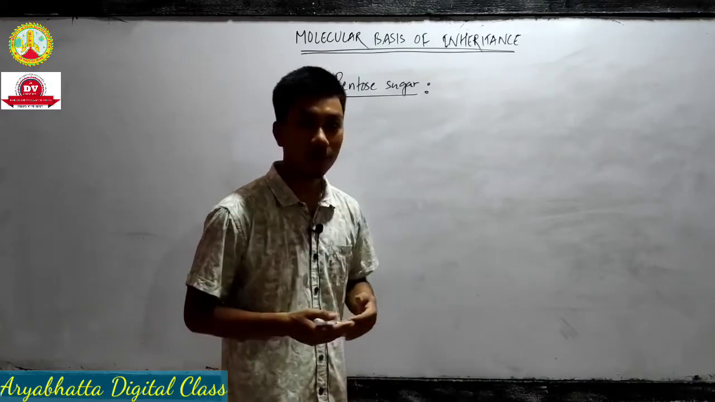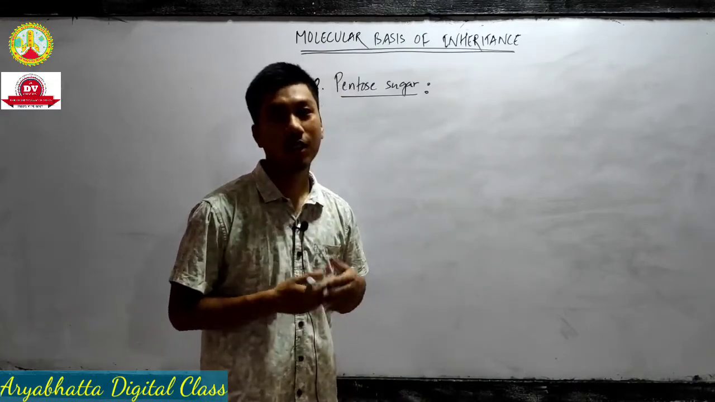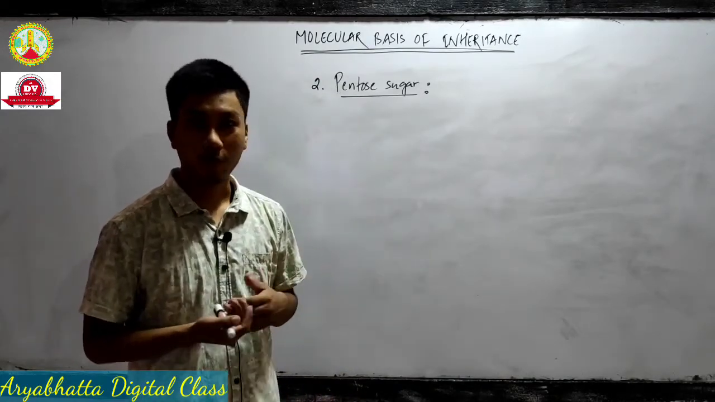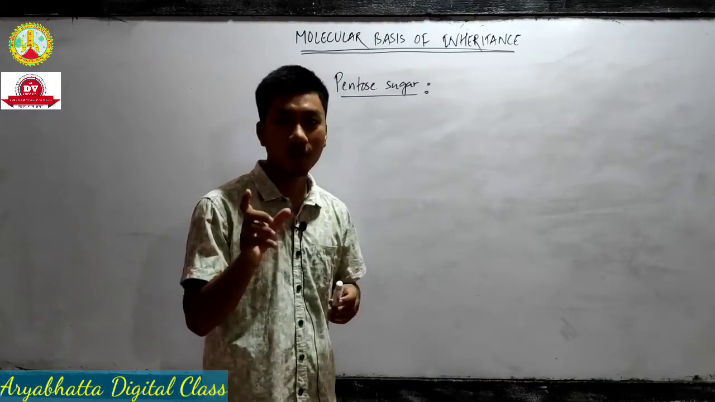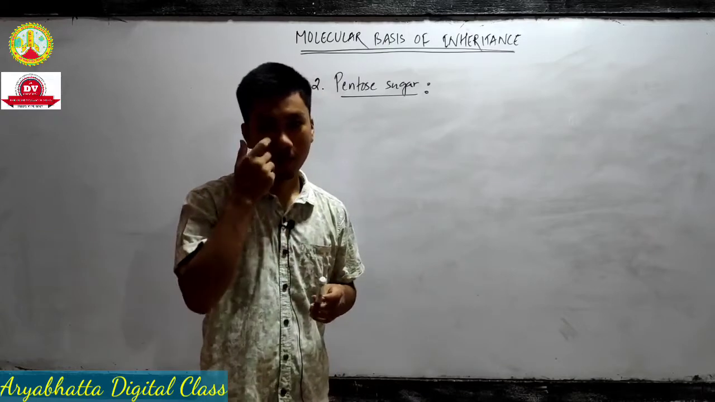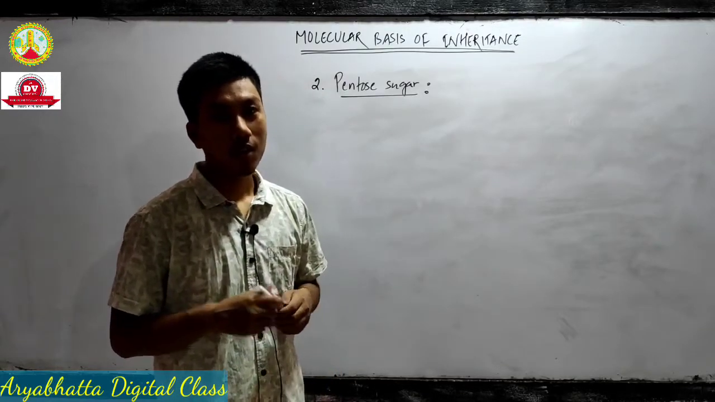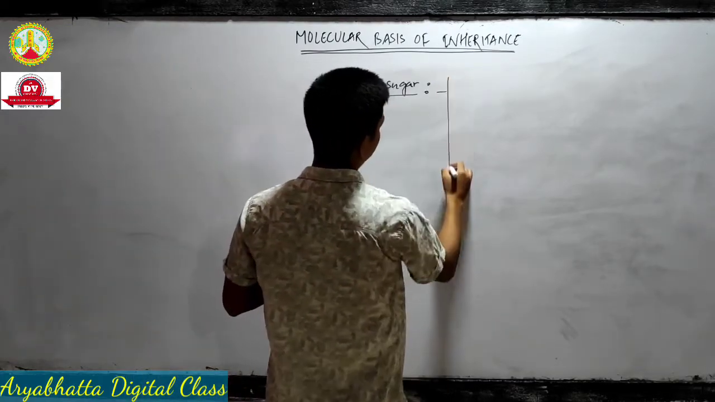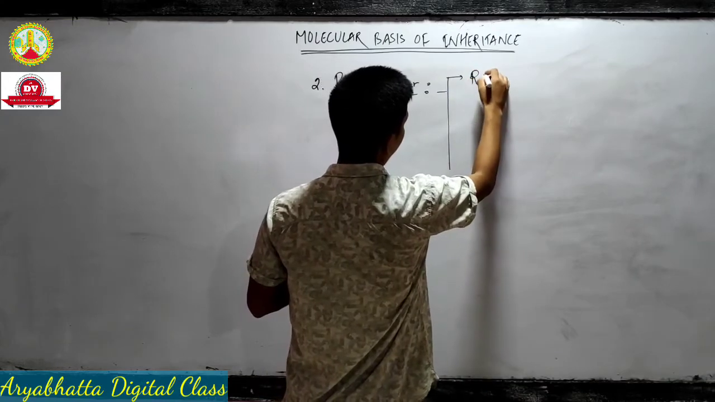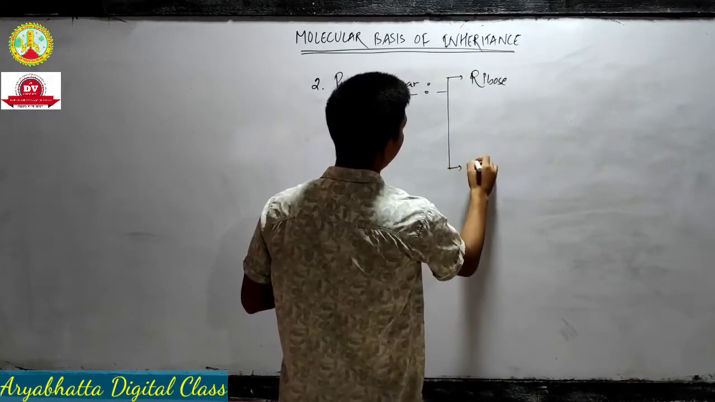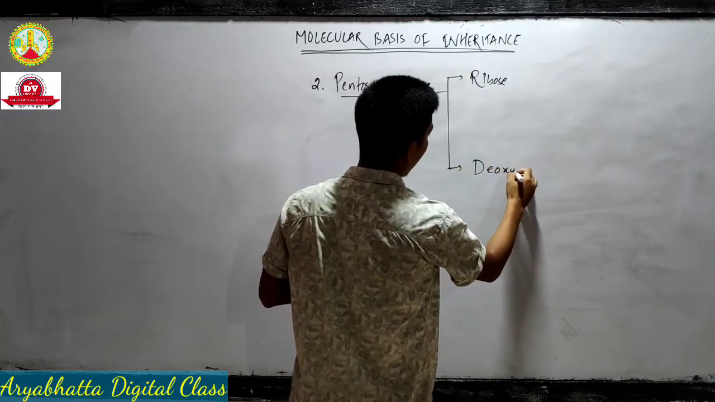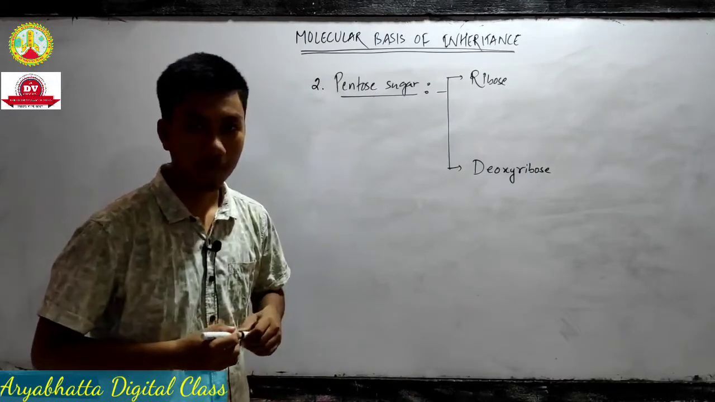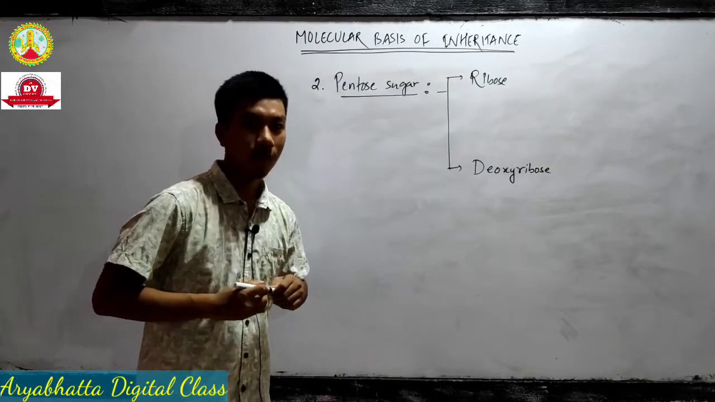Now coming to our next composition, pentose sugar. So the name suggests its meaning. Pentose means what? Penta. Sugar means sugar molecule. So the sugar molecule made up of 5 carbon is called a pentose sugar. Okay. So pentose sugar are of two types again, ribose and deoxyribose. So pentose sugar we find two types, ribose and deoxyribose.